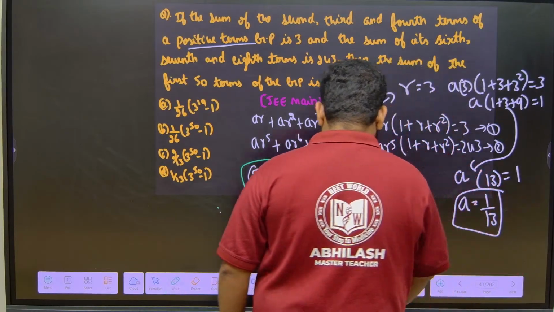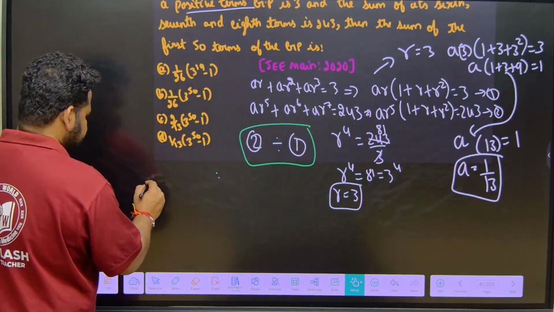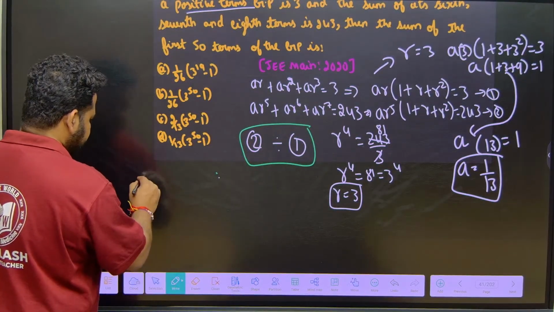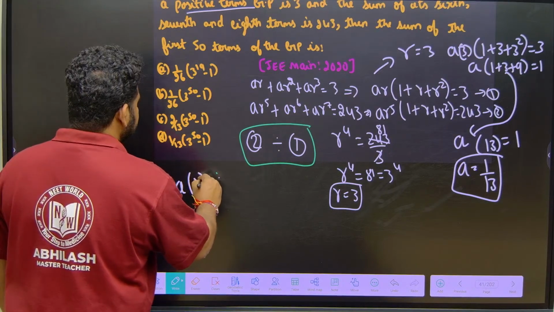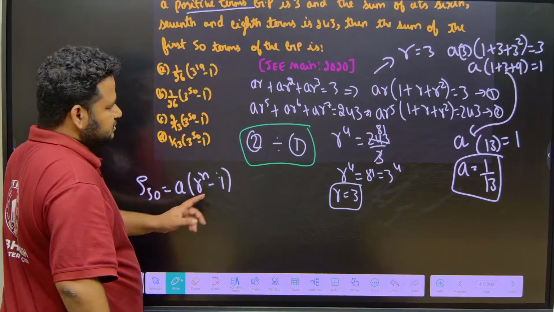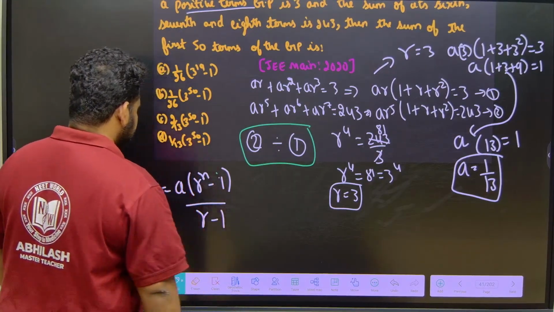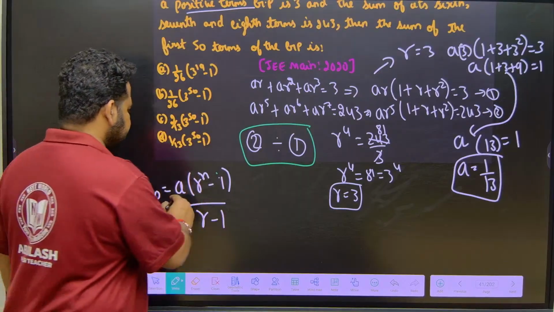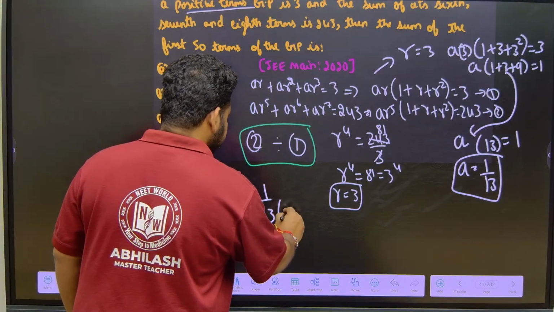Now what are they asking us? They are asking us to find S50. S50 is equal to A into R to the power of n minus 1, because R is greater than 1, divided by R minus 1. So n here is nothing but 50. A is what here? 1 by 13. R minus 1 is 3 minus 1, that will give us 2.